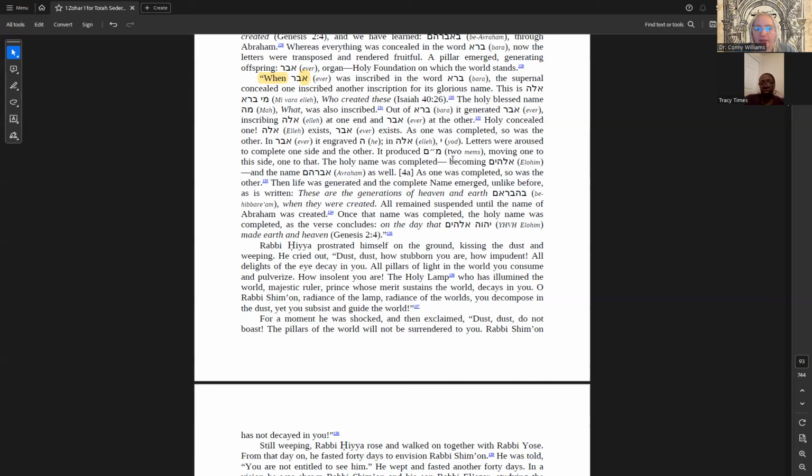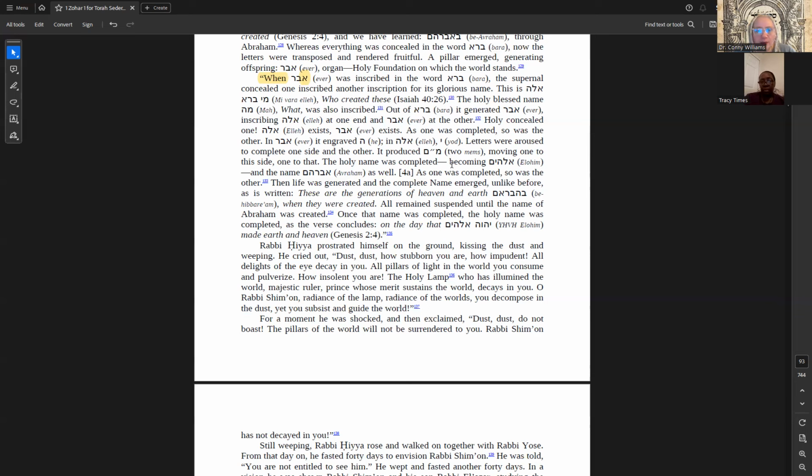So again, we're still playing with the letters, right? We're using the Hey from Ele. We are using the Yod from the holy name of God. And then they produced mem. Two mems were produced, one to this side and one to that. So we're still playing with that.